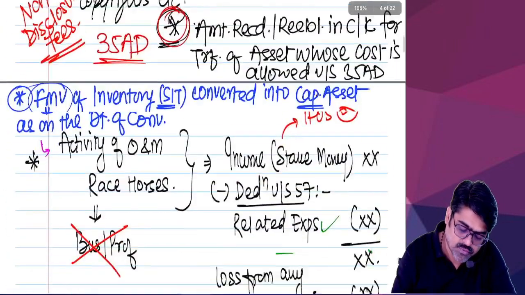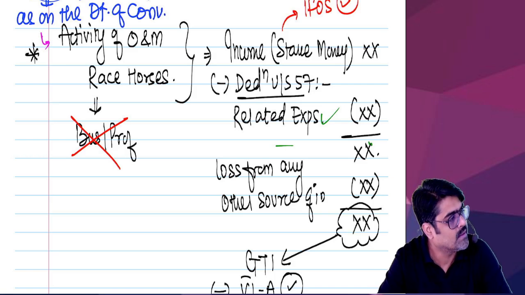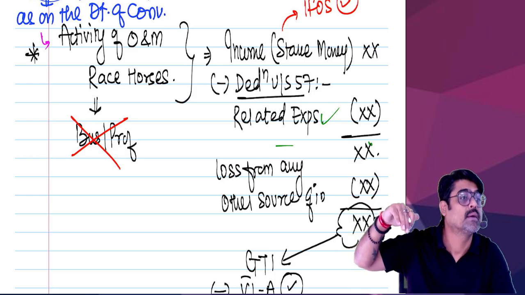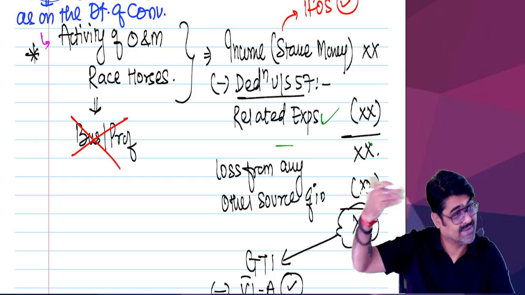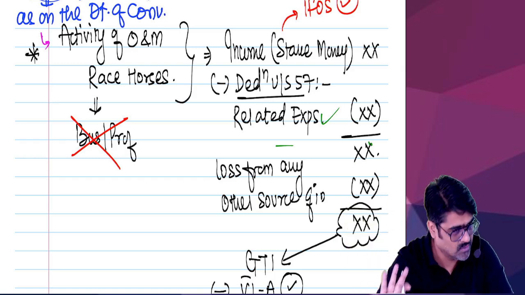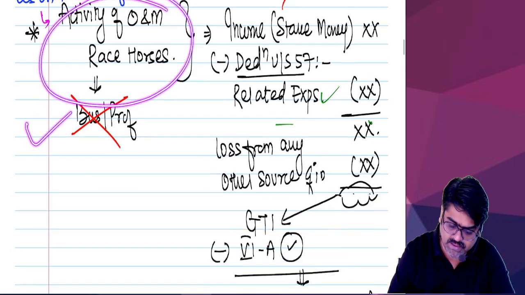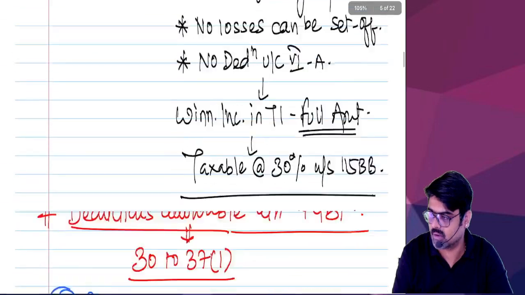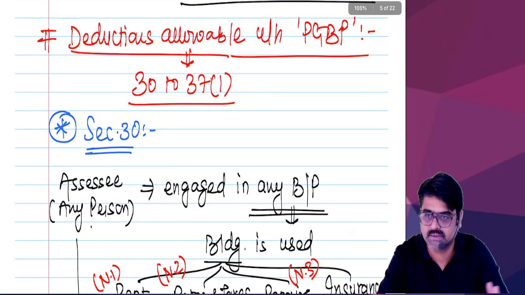Now, few incomes which we have not yet discussed. Those incomes will be discussed in the PGBP head or any other head. Meaning, it will be discussed in IFOS and capital gain. That time we are going to see those incomes. Now see, this activity of owning and maintaining racehorse I have already explained yesterday. Casual activity, horse races and all, I have explained this also yesterday. Now the first part of the chapter we completed yesterday.